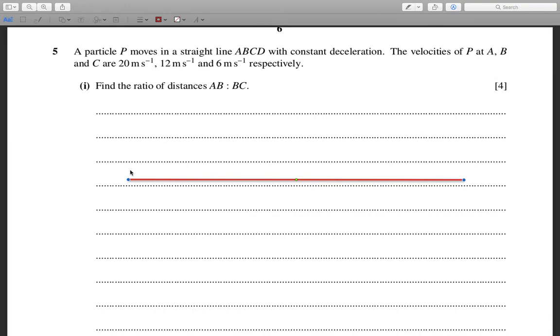Let's say this is point A, and this is point B. We don't know if it's proportional or not. The velocity at point A is 20 meters per second, at point B it is 12 meters per second, and at C it is 6 meters per second. Find the ratio AB to BC. The duration is constant.